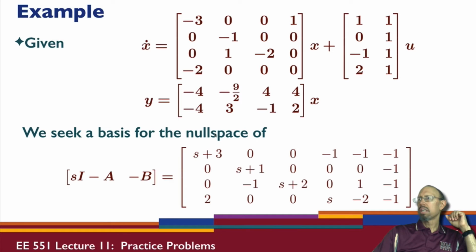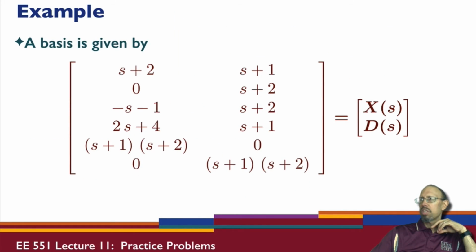How would we find a matrix fraction description of this system? Well, we first seek a basis for the null space of this matrix. So here's the matrix, [sI minus A, inverse, minus B]. Okay, so we're looking for the null space of this. So we can go through in MATLAB and do this by using the command null, and it would give us the null space. And here is a basis.